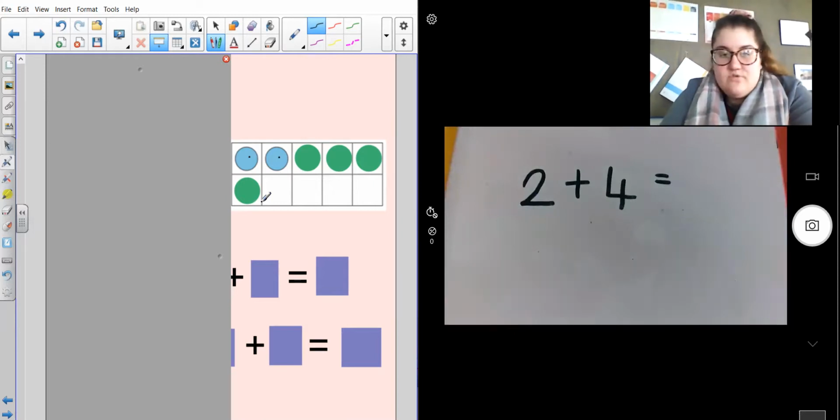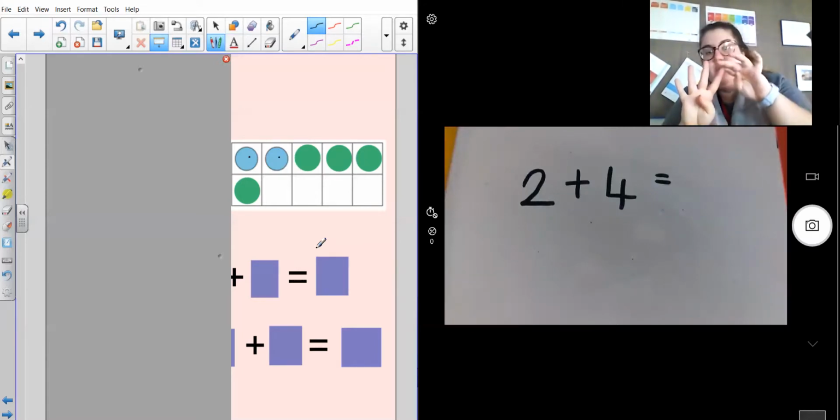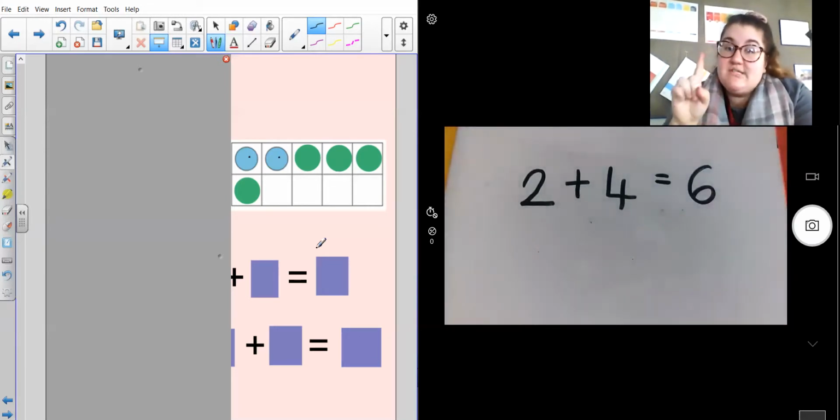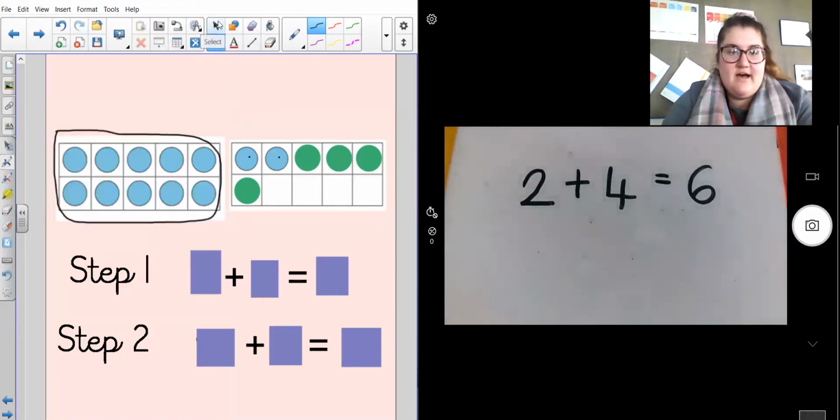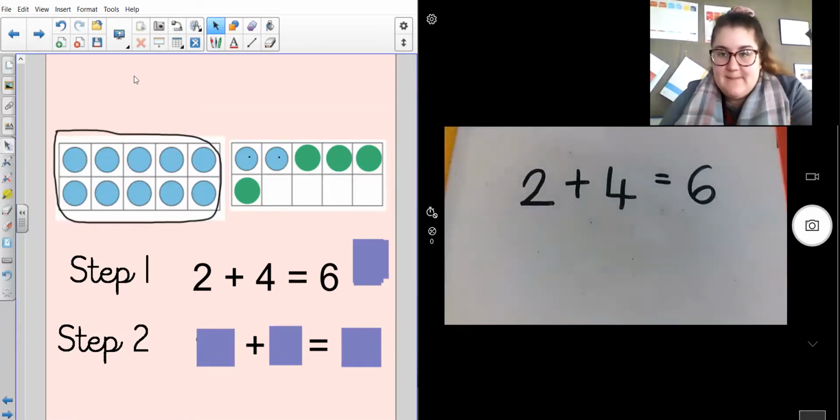So let's add the ones. What is 2 add 4? Put 2 in your head and let's add 4 more. 2, 3, 4, 5, 6. 2 add 4 is 6. So I've done step 1. I've added the ones together. Let's see if I did it right. 2 add 4 is 6. So it looks the same. I've added the ones. And now step 2 is to add the tens. Okay, so how many groups of 10 can you see? How many?